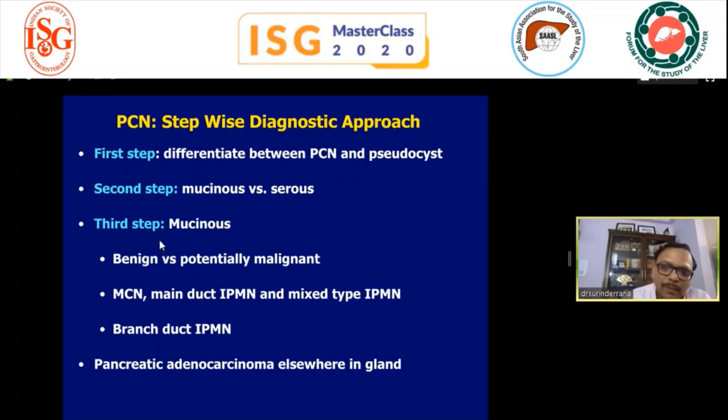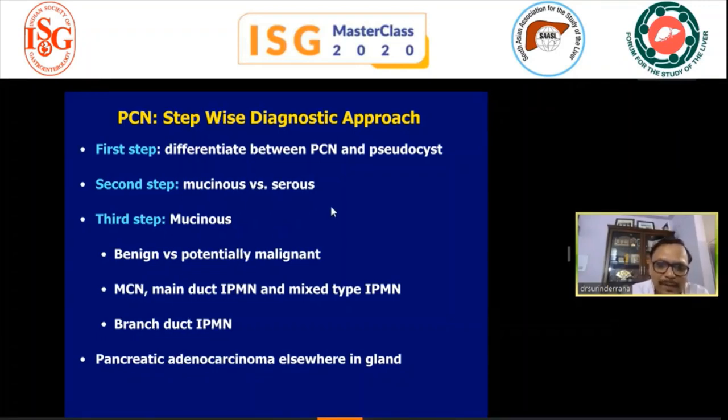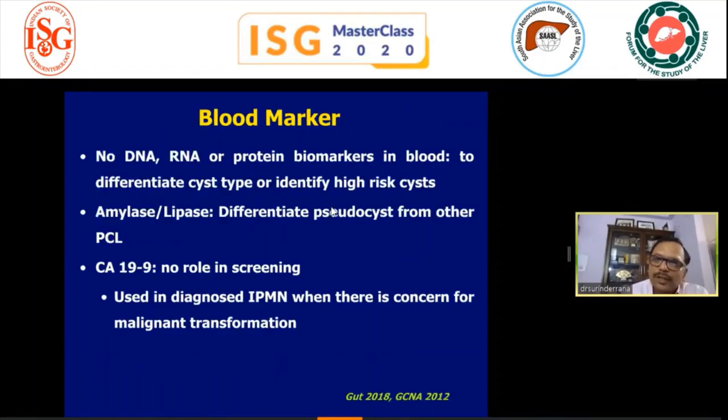And here comes the problem where you want to differentiate benign versus potentially malignant. Short of histopathology of the resected specimen, you just cannot do that. So what you do is you try to characterize them as MCN, main duct IPMN, mixed type IPMN, branch duct IPMN, and then offer treatment depending upon their natural history. It is also very important to remember that when you are evaluating a patient with cystic neoplasm, you should always be aware that there should not be any pancreatic adenocarcinoma sitting elsewhere, which is quite common in patients with IPMN. Now let's look at the blood markers.